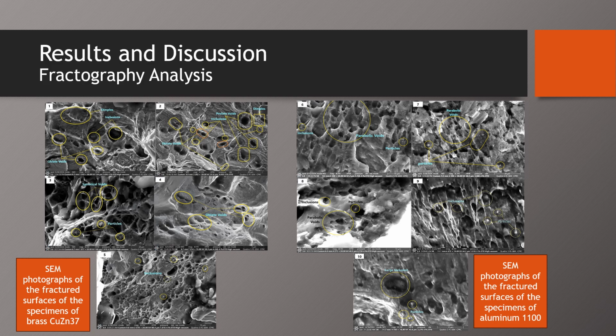Results of the fractography analysis. The fracture zones of 10 selected specimens were cut from the whole specimen using wire-cut EDM. The fracture surface was then examined using SEM. These two figures show the SEM photographs of the fracture surface of brass and aluminum.